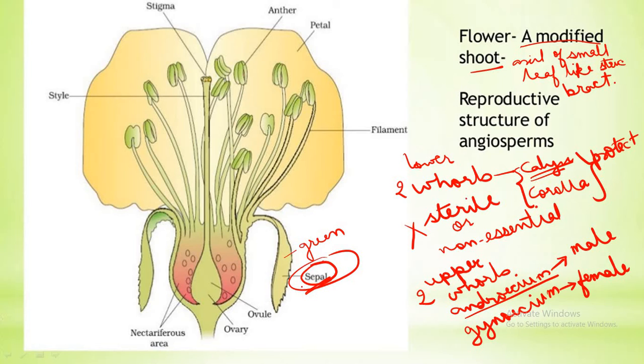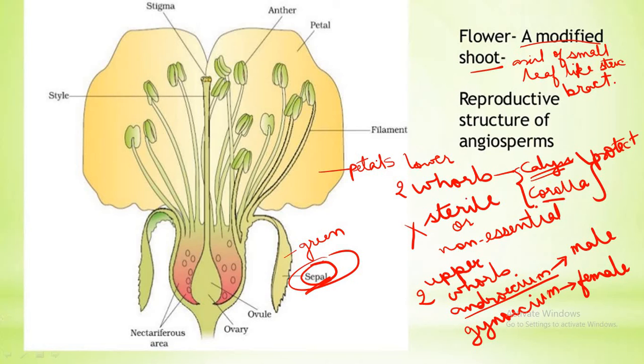Then comes corolla. This is the second whorl of floral appendages that arises inner to the calyx. The whorl that arises inside the calyx is called the corolla, and individual appendages of corolla are called the petals. Petals are brightly colored and they have fragrance which attracts the insects for pollination. So you can say that petals or corolla help in attraction of insects for the pollination.